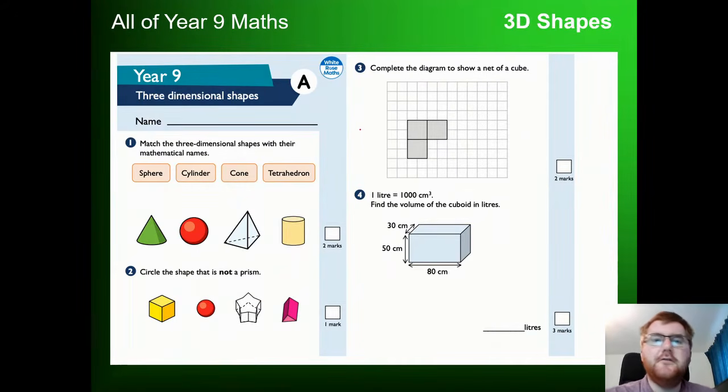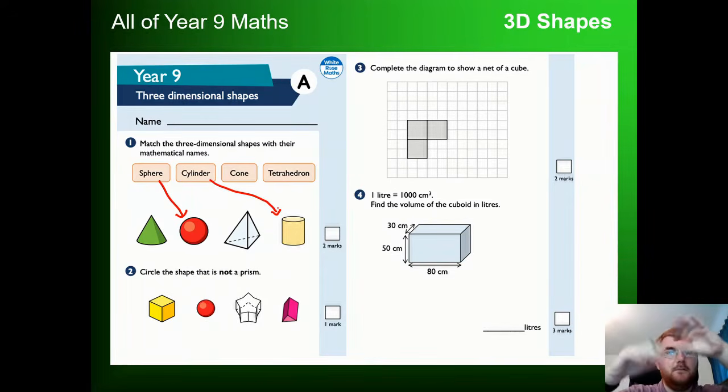Okay, and on to three-dimensional shapes. So make sure you've got a calculator handy a bit later on in this section. The first thing we need to do is match the three-dimensional shapes with their mathematical names. A sphere looks like a ball, so we want to match the sphere up to this. You need to learn these off by heart. A cylinder is this shape here, which has a circle as a top, and it's the same shape going all the way through.